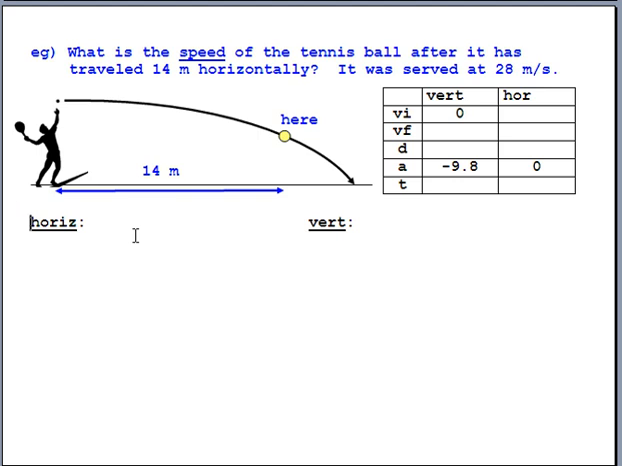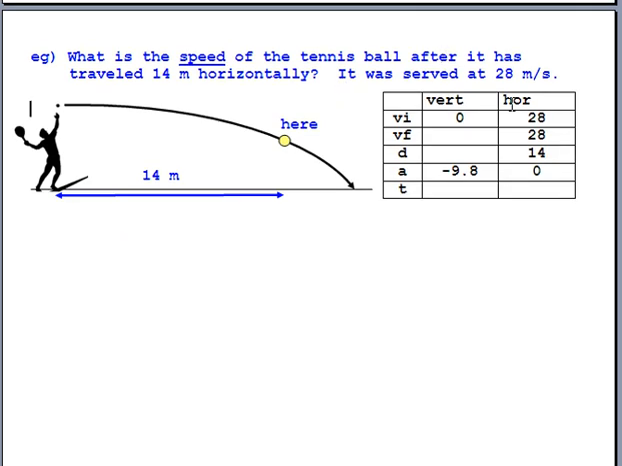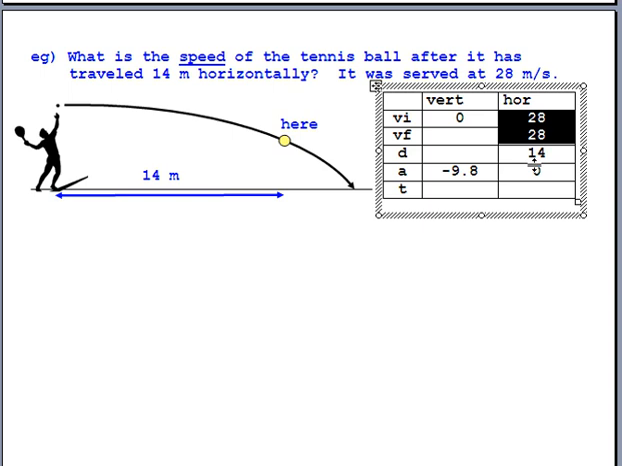Well, I'm going to set up my nice little table and see what I can do to get this thing going. I know I can put the negative 9.8 and the zero in. And I'm going to put this zero in because I think it's launched horizontally by looking at the picture. Okay. So I'm going to start by putting in this information about the 28. I know that we're going sideways at 28. And this story says, can you pick up on what's going on with the ball after you've gone 14 meters sideways? So lots of horizontal information in this question. It's really rich with horizontal numbers.